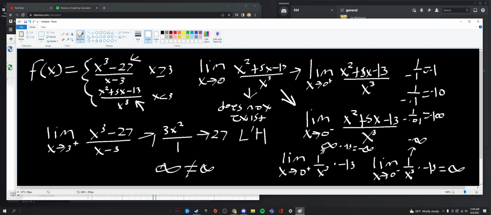So yeah, that's limits of a piecewise function. Nothing too crazy, just a little bit of L'Hopital's rule and intuition on what limits do.